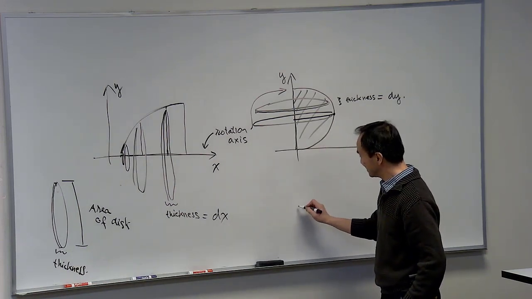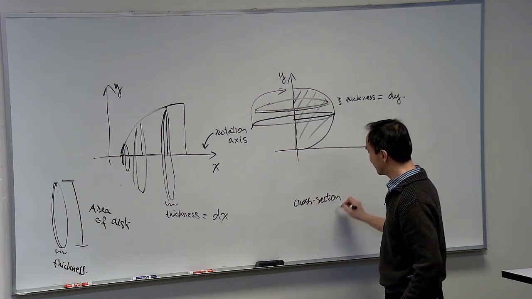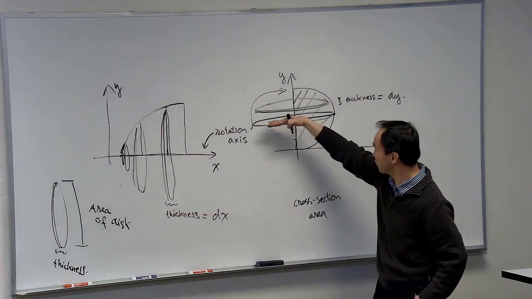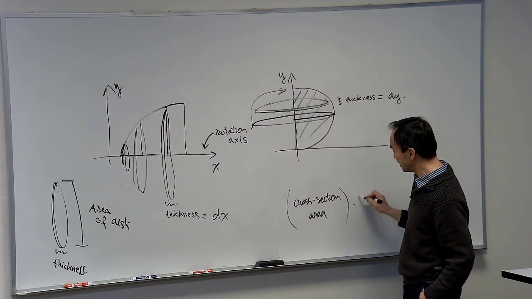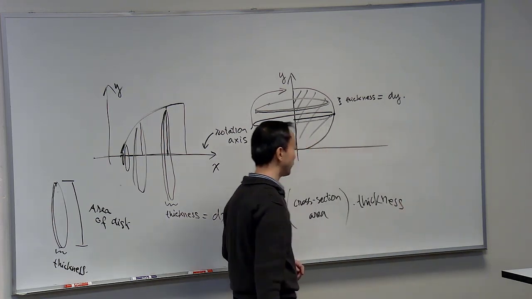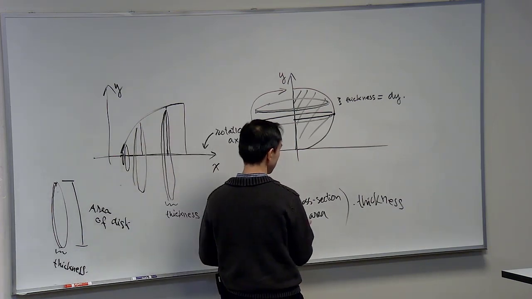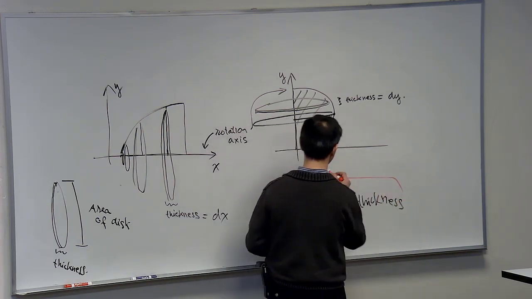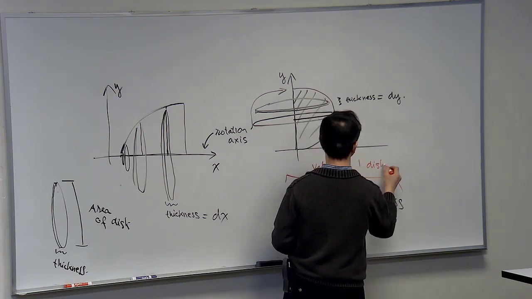So on any disc, we have what's called the cross section area, because the disc itself is a cross section. It's a cross section right here, or a cross section right there. So it's called a cross section area, multiplied with the thickness. That's the volume of one disc right here. Are we good with that? The area of the cross section multiplied with the thickness is the volume of one disc. Are we good?